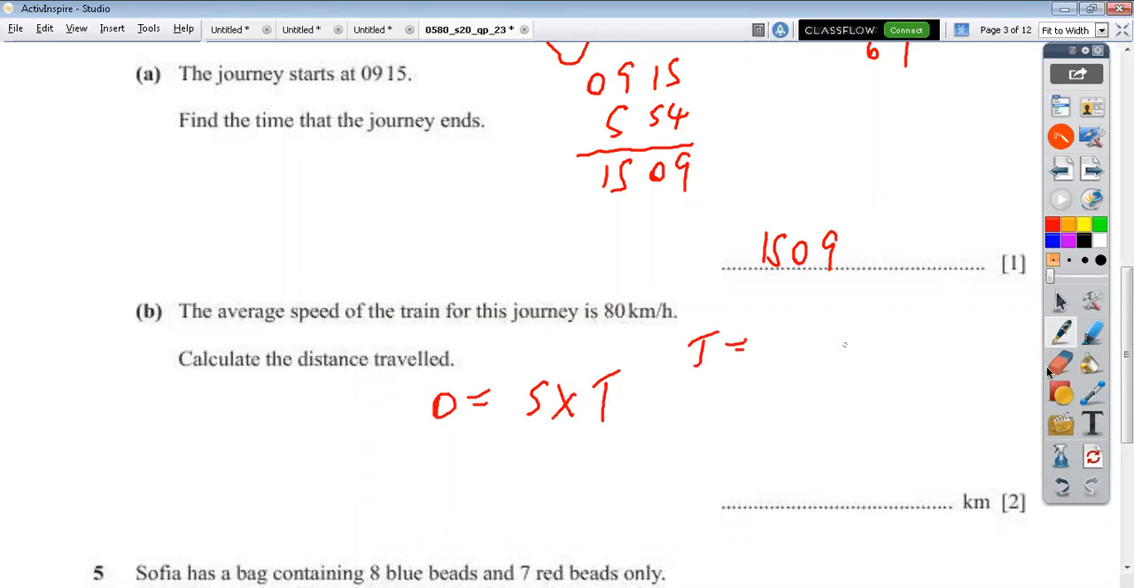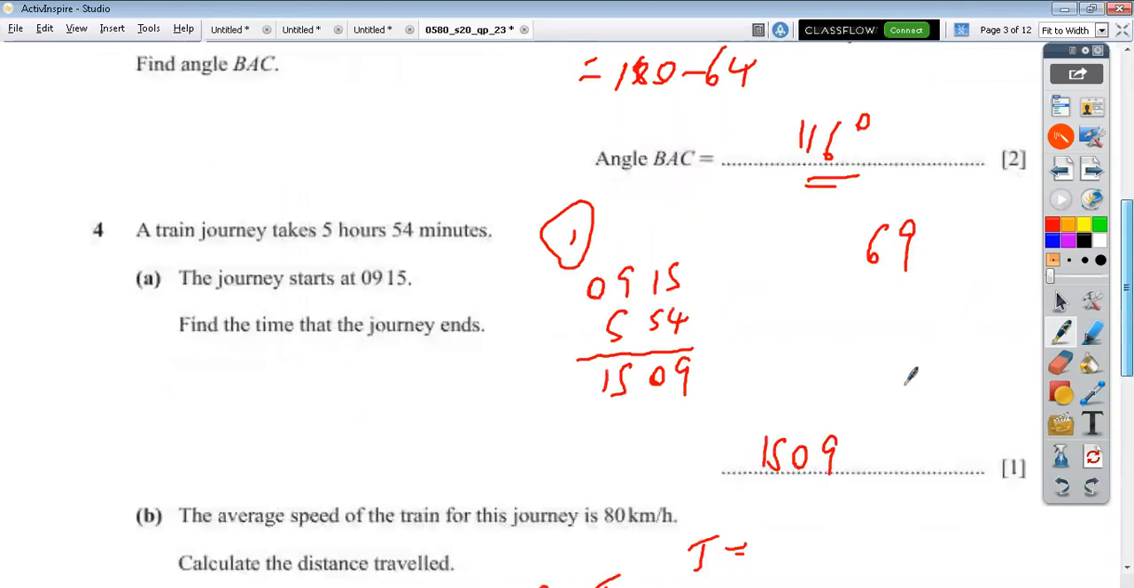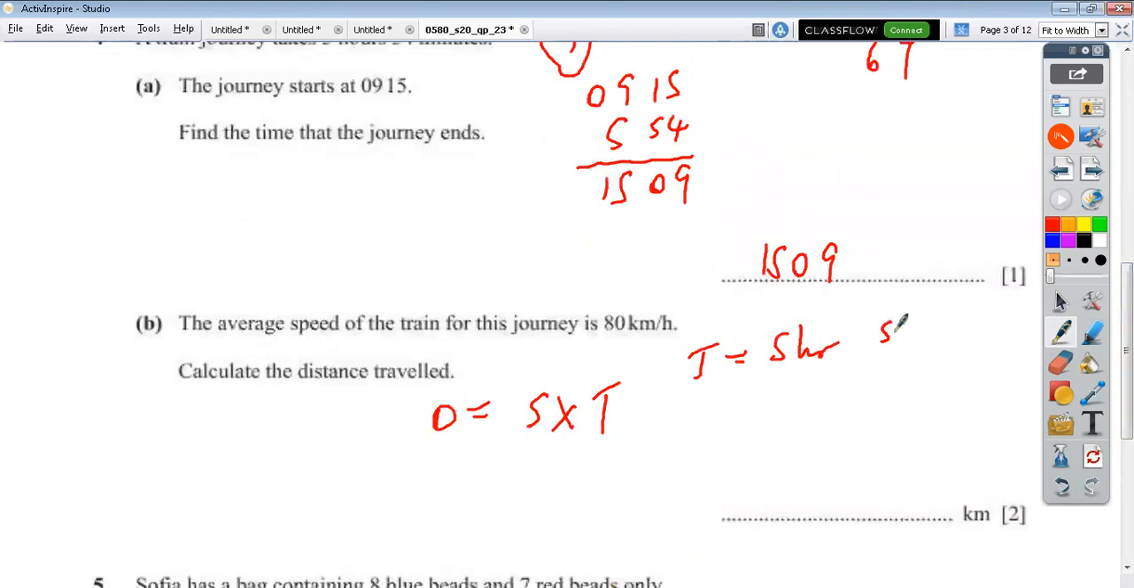Our time, the journey took 5 hours 54 minutes. This is the tricky part, because you have to multiply by hours. So we have to convert this whole thing to hours. It's 5 and 54 over 60 hours. What's that as an improper fraction? Your time, what do you get? 5 times 60, 300. 354 over 60.